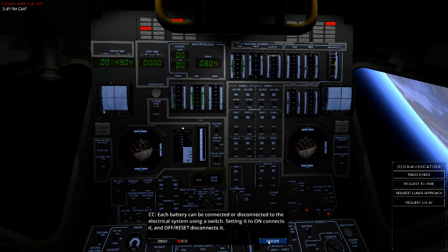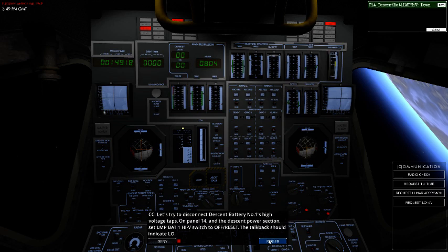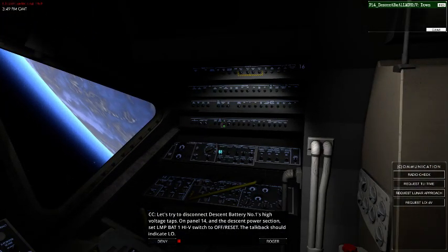Each battery can be connected or disconnected to the electrical systems using a switch. Setting it on connects it and off reset disconnects it. So a talkback indicator above each switch is usually grey when the battery line is on and barber pole when offline. So let's try to disconnect descent battery number 1's high voltage taps on panel 14, which is over here.